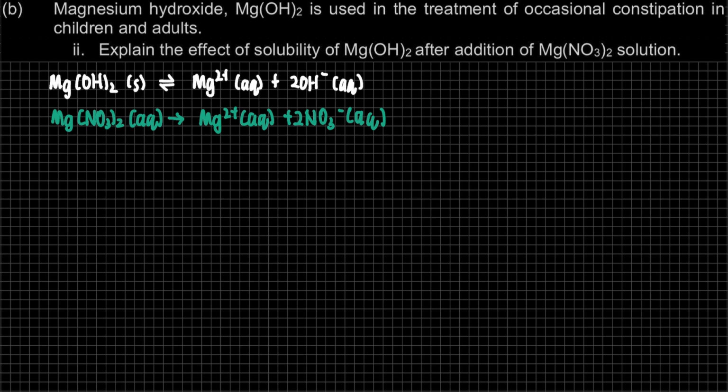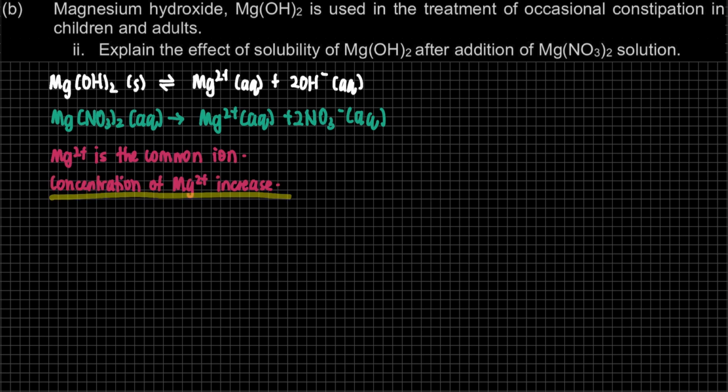So here you mentioned to explain the effect of solubility. To explain it, first you have to mention that based on these two equations, we can see that there is a common ion. Common ion means the same ion. Which one is the same ion? Mg2+ is the common ion. So what does it mean that Mg2+ is the common ion? The concentration of Mg2+ will increase. Because we have this common ion, the concentration here will increase.